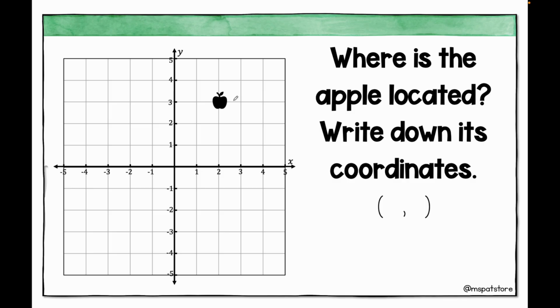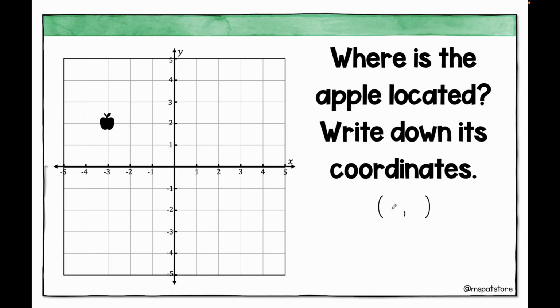All right, I would like you to take a look at this apple and think about where it is located. We're going to be writing down its coordinates. Remember that this number is always the x-axis and this one the y-axis. As I see, the apple is located at number 2 on the x-axis, and then when you go up, it's located at number 3 on the y-axis. So it's 2, 3. That is the location of this apple.